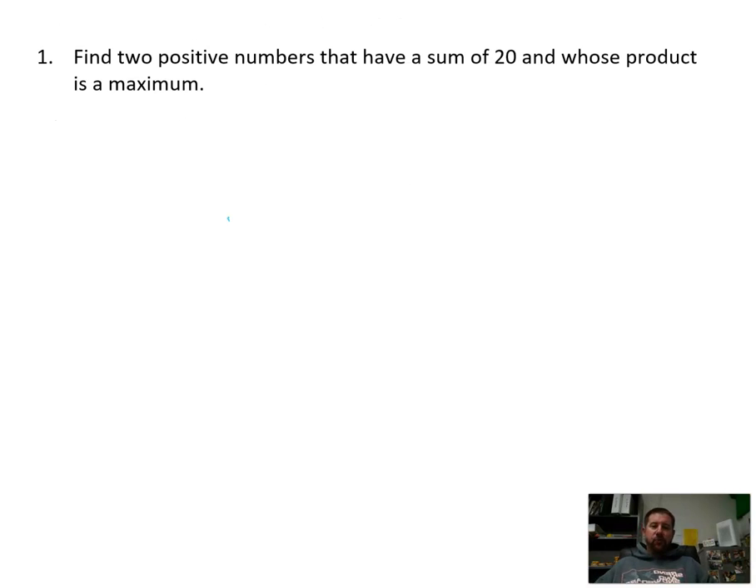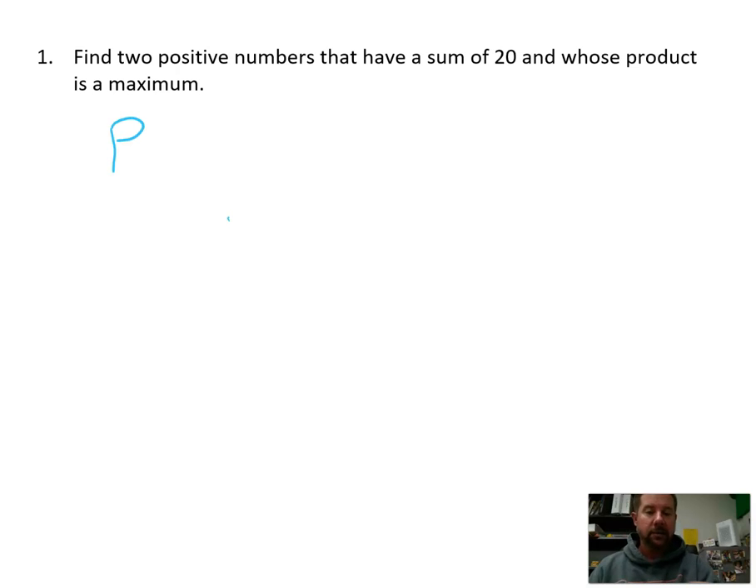Okay, so here is our first problem. Find two positive numbers that have a sum of 20 and whose product is a maximum. Again, we have a constraint and we have an objective function, and you want to start with the objective function, the thing that we're trying to minimize or maximize. In this case, we want to find whose product is a maximum. So we're trying to maximize the product. This is my objective function.